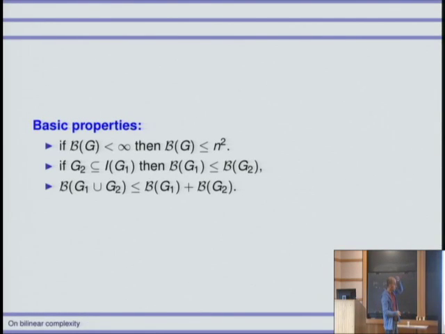The second property means basically that the bilinear complexity is actually not a property of a set of polynomials, but rather of the ideal generated by the set. So you can as well reason about ideals instead of the sets generating the ideals, and you can move freely between the generators of the set.